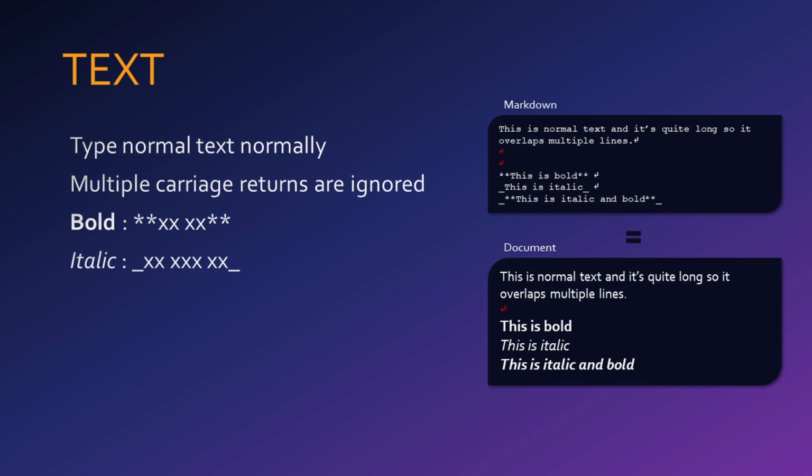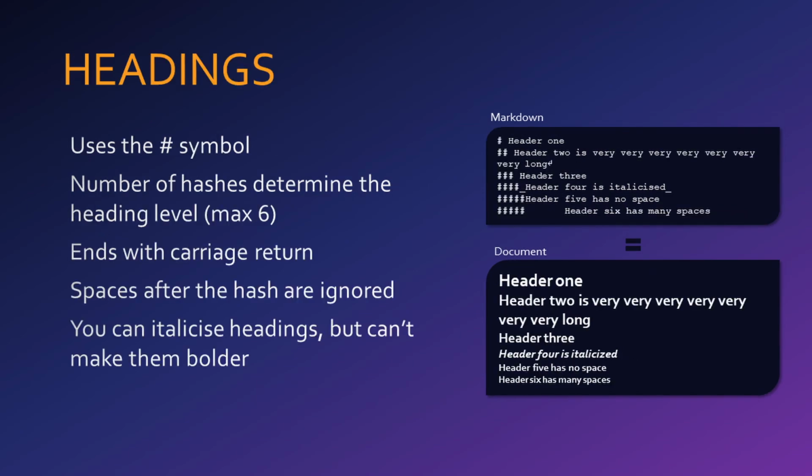Italics use an underscore in the same way. You can combine the effect by using underscore and double asterisk to get bold italic. Headings are probably the most used syntax in legal documents. You indicate a heading by using a hash symbol, where the number of hashes indicates the heading level, up to a maximum of 6 hashes. Spaces after the hash are ignored, and the heading terminates when a carriage return is reached, otherwise the heading wraps onto the next line. You can't make a heading bolder, but you can italicize all or part of a heading.